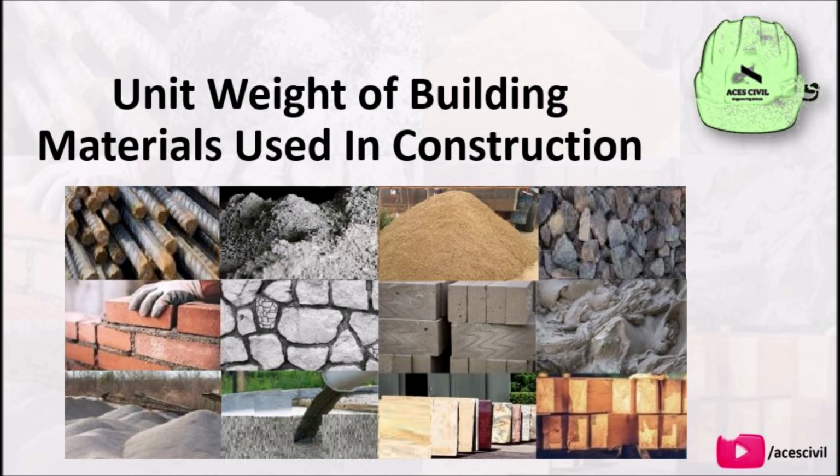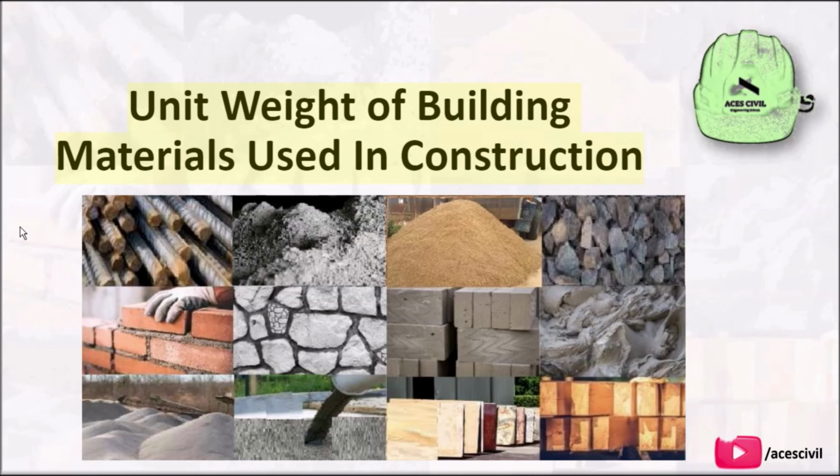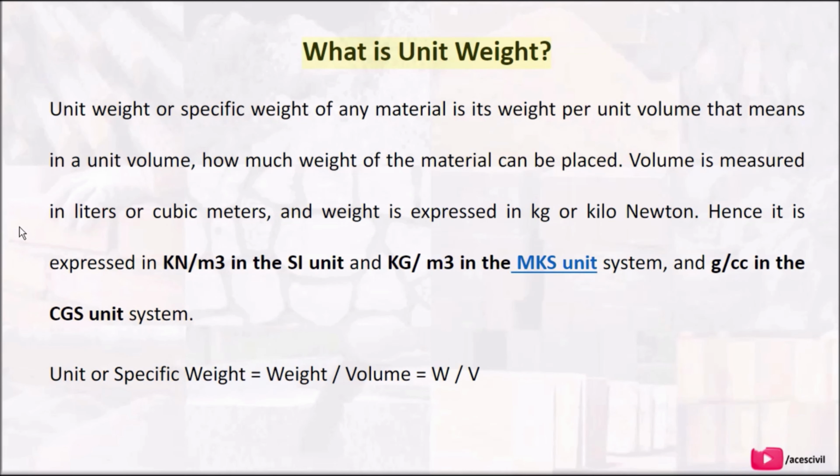In today's video we are going to discuss the unit weight of building materials used in construction. What is unit weight? Unit weight or specific weight of any material is its weight per unit volume, that means in a given volume, how much weight of the material can be placed.